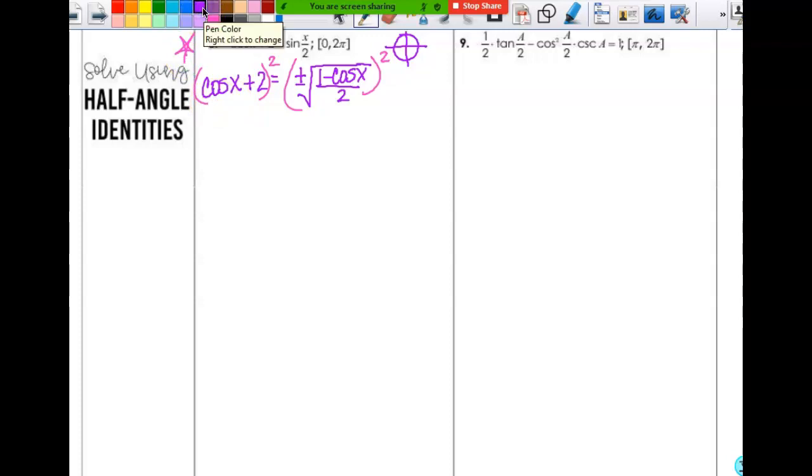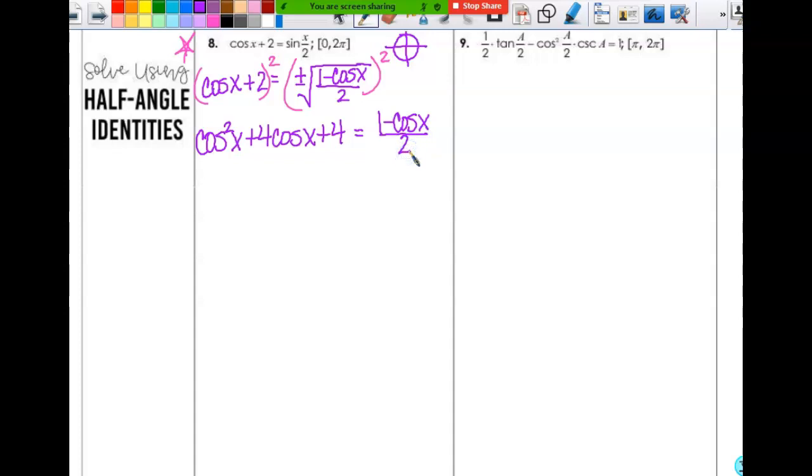When I square cosine x plus 2, it does not become cosine squared x plus 4. If you don't know why, I don't know how to help you at this point. You're going to have to figure it out. All right, so cosine squared x is what we actually get once my board catches up with me. There you go. Cosine squared x plus 4 cosine x plus 4 equals, then on the right-hand side, when I square that, since it's a square root, I just get whatever's underneath it. So that's 1 minus cosine x over 2.